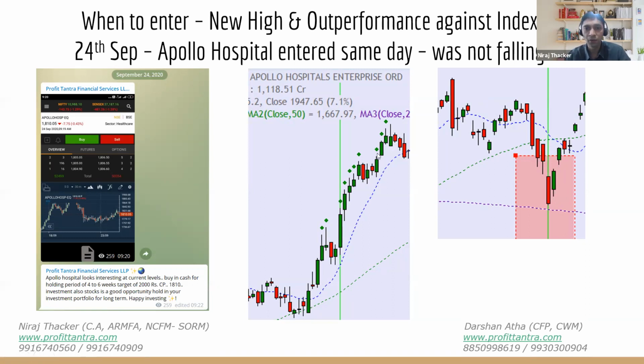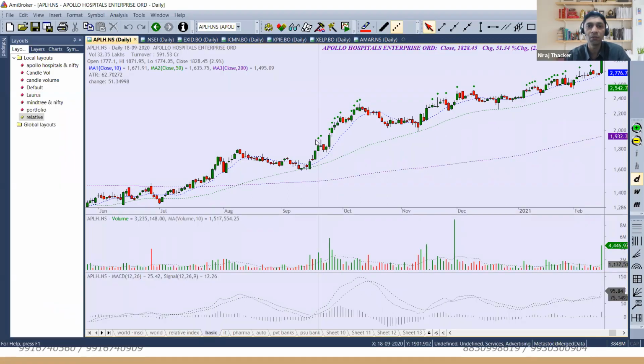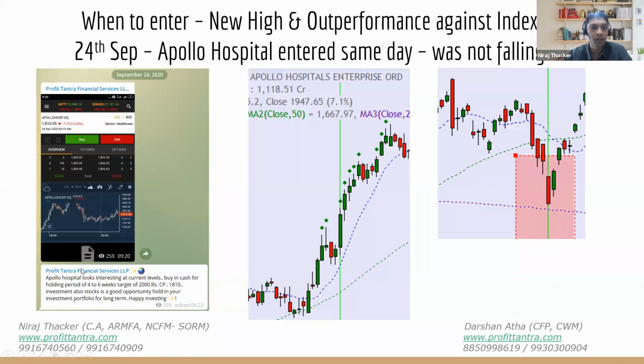But if you observe Apollo Hospital, it made an all-time high. When Nifty was going down, Apollo was making a new high, and it came on my radar. After 3 days, when Nifty was almost down, gapping down, Apollo Hospital did not open gap down. It was maintaining that level. The moment I saw the strength, I recommended it in my Telegram channel in the morning only, at 920 for a 2,000 rupee target. And I achieved that the same day. It was up 7%, the same day.